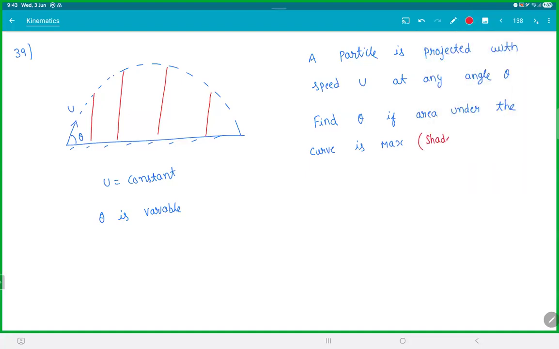I hope the question was clear. Depending on how you throw, you get different areas. If you throw like this, you will fall like this. If you throw at a little higher angle, then you will fall like this. So these are all different possible areas, and there is one particular angle which will give you the maximum area. What is that angle? Let's get this.